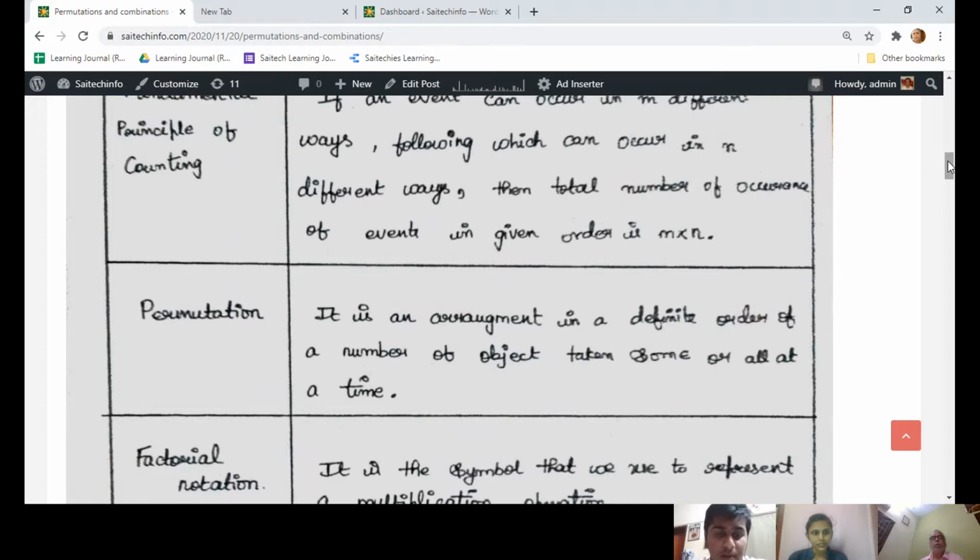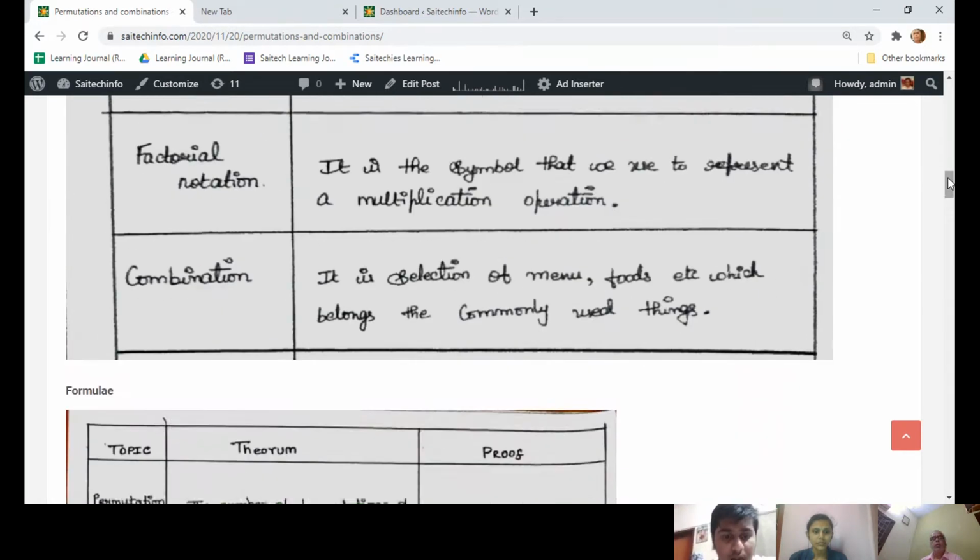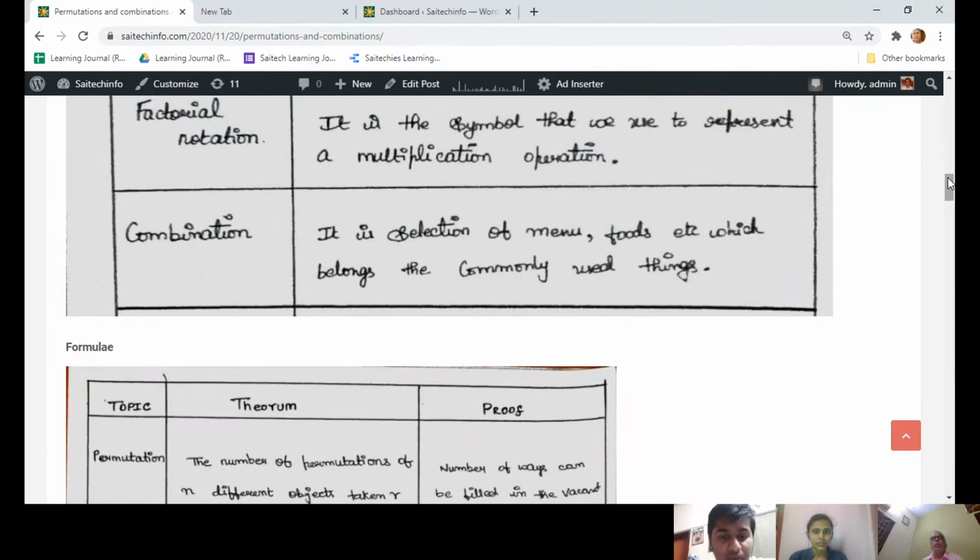Next is the permutation definition. Permutation is the arrangement, in a different order, of a number of objects taken some or all at a time. Then factorial notation: it is the symbol that we use to represent a multiplication operator. Then combination. Combination is the selection of menu, foods, etc., which we commonly use daily.